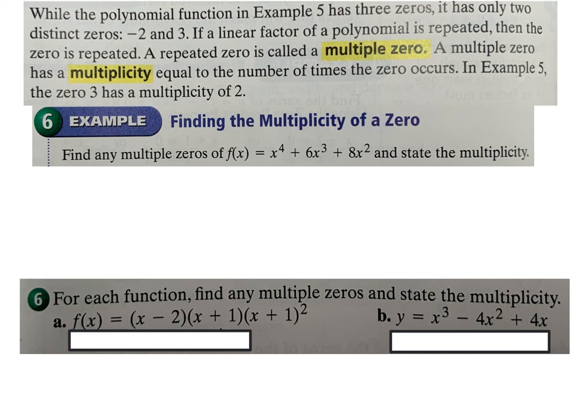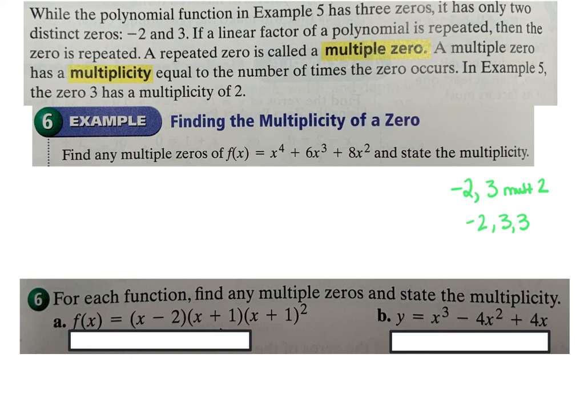A multiple 0 has a multiplicity equal to the number of times it repeats. They gave us negative 2, which was not a multiple 0, and then 3. So you can see it listed negative 2, 3, 3, or sometimes they will say my zeros are negative 2 and 3 with a multiplicity of 2. This means the same thing. Multiplicity just means that 0 is used more than once.